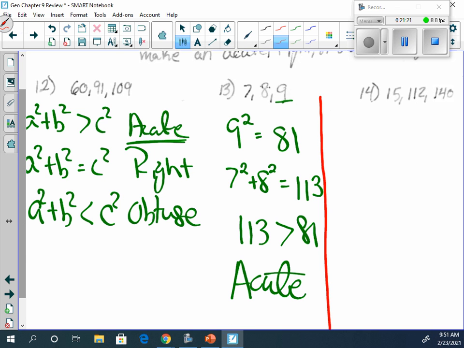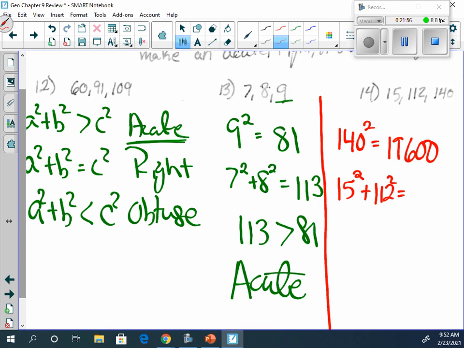Now that brings us to the last one. This one here, 15, 112, and 140. And we'll need to solve this one here. And we can do the same thing. We can take 140 because that would be the value of c and see what it equals. And now a and b are going to be 15 and 112, so we do 15 squared plus 112 squared. And at this point here, I would just type it into the calculator. 140 squared is going to be 19,600.